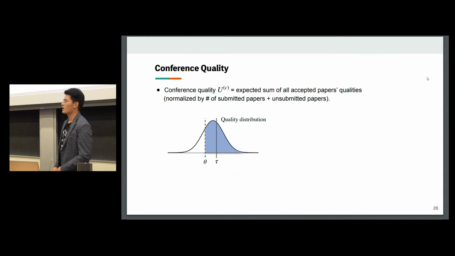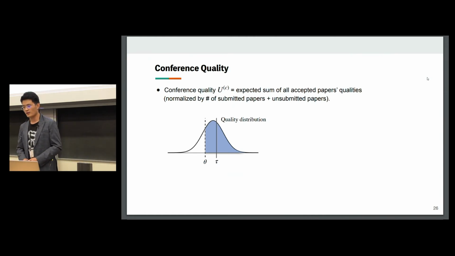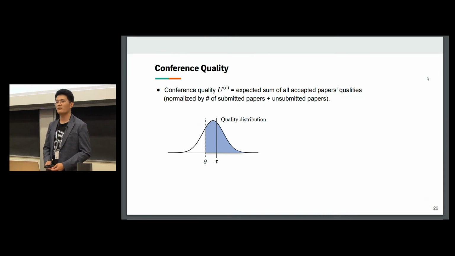Now we are able to talk about the conference quality and review burden trade-off. Okay? Start with conference quality. We define this as the expected sum of all the accepted papers' qualities, and this is normalized by the total number of papers.